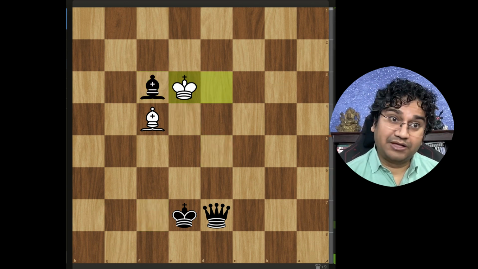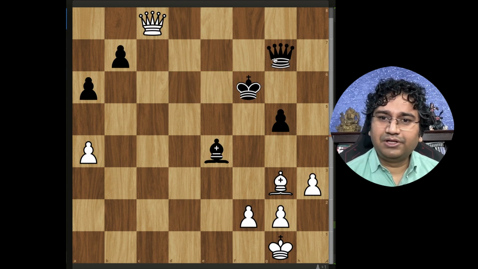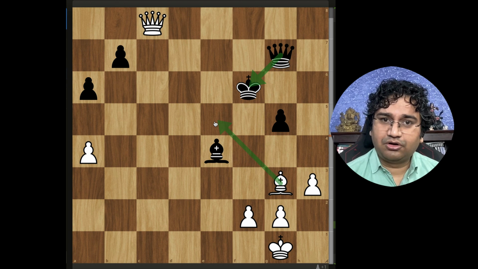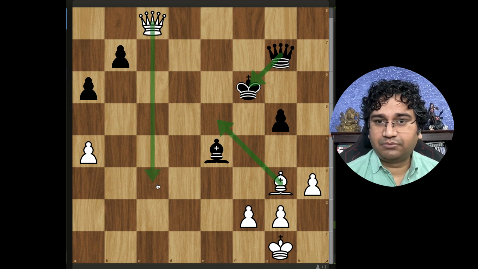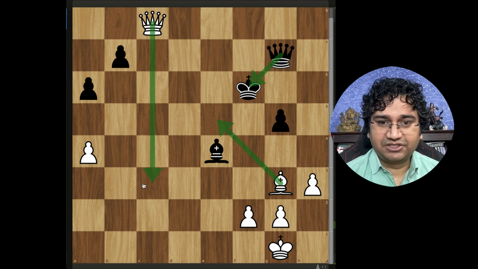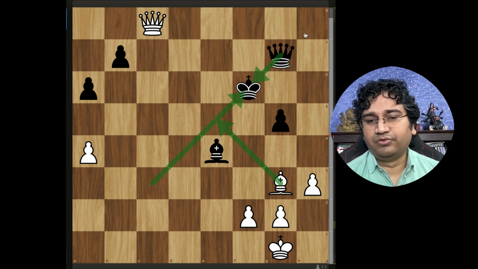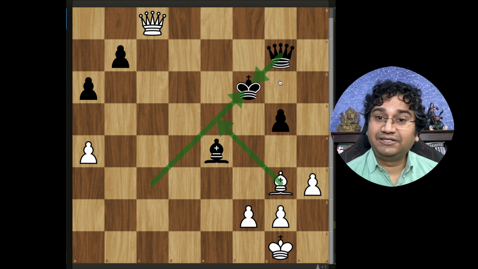Then let's look at another example. First look at one tactic. Now in this you will say only these two are in line, right? We can give check like this, or we can give check from here. But if we give check from here by queen, then it will just move away sideways and the queen will capture. Nothing will happen because they are adjacent.